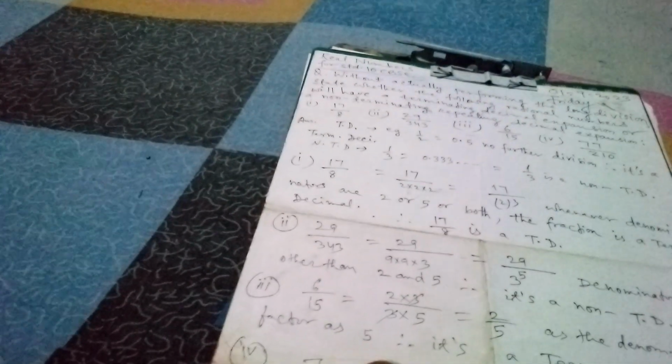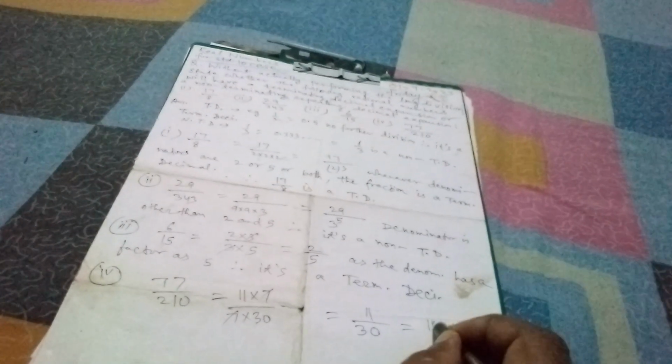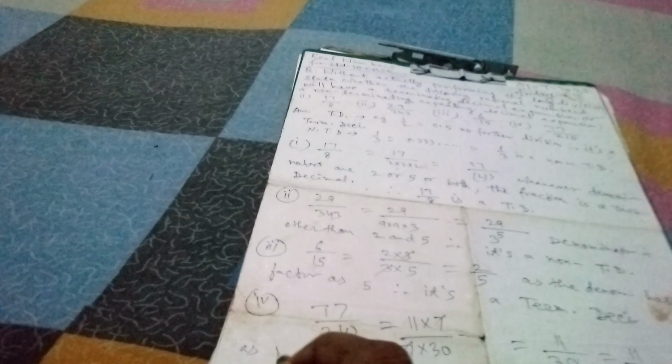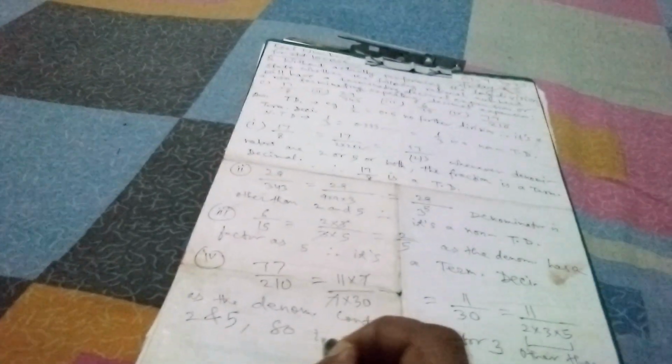Okay. Now fourth number is, the question is 77 by 210. Here also you bring it in the simplest form. So it can be written as 11 into 7 by 7 into 30. 7 7 cancel, that is 11 by 30. And this again can be written as 11 by 2 into 3 into 5. Here 2 and 5 are the factors, no doubt, in the denominator. But other than 2 and 5, 3 is also there. That's why it will be a non-terminating decimal, as the denominator contains a factor 3 other than 2 and 5.